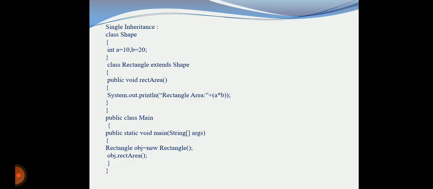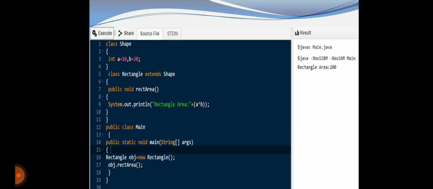Next, here we have different types of inheritance. First, we will see single inheritance. Single inheritance means a subclass inherits the features of one superclass. So there will be only one superclass and one subclass. Then we can call it single inheritance. Now we will see an example of this.